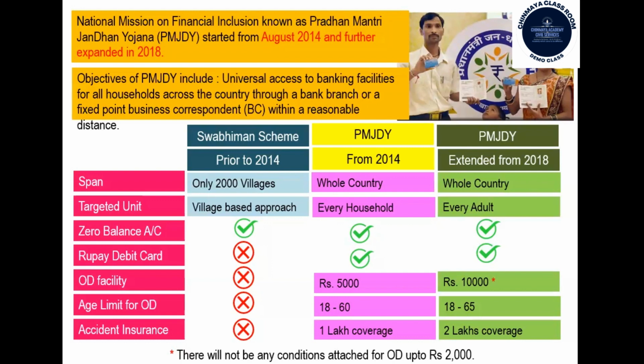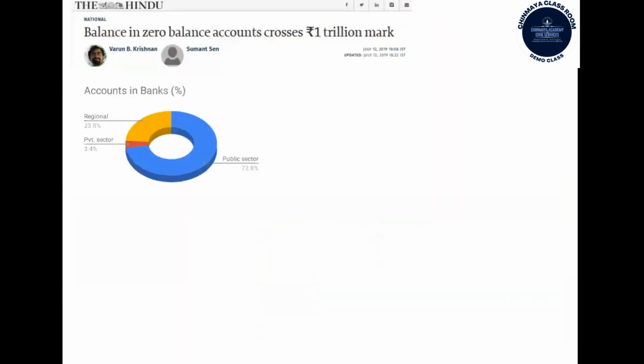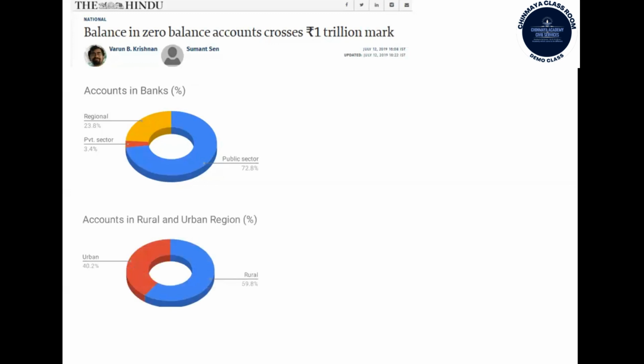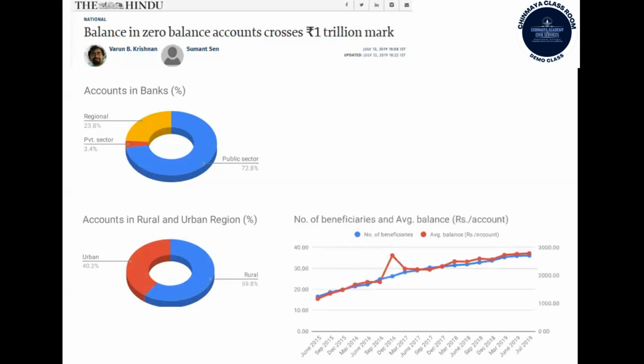Okay, now you understood all these factors, right? Which have been a comparative factor between Swabhiman, PMJDY and PMJDY 2018. So majorly the accounts were provided by public sector banks. When someone asks you why we need public sector banks, this is one reason. Other than that, I don't have much good opinion about public sector banks, where private sector banks provide a better option. However, you can see regional rural banks and public sector banks are the major providers of Jan Dhan accounts. Comparing the accounts, rural areas have more accounts and urban areas comparatively fewer. After demonetization, the number of accounts and the amount of deposits have increased significantly.